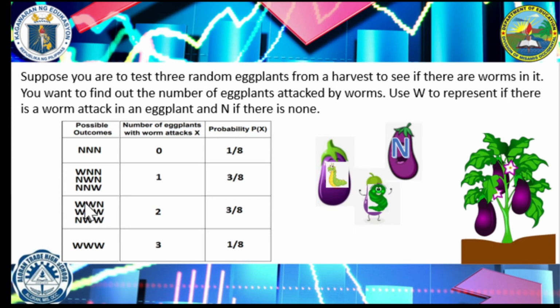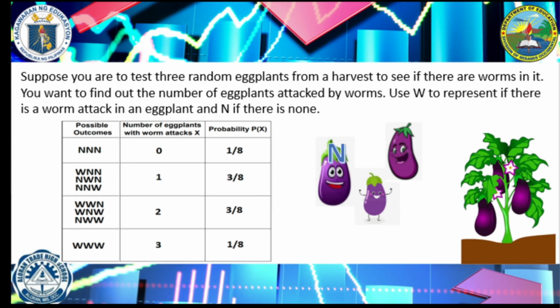We put that here in the next box. W, W, N. How many worm attacks? 2 worm attacks. But it could also be in the position W, N, W. Still, there are 2 worm attacks here. So it is placed together with the other observation that we have, having 2 worm attacks.